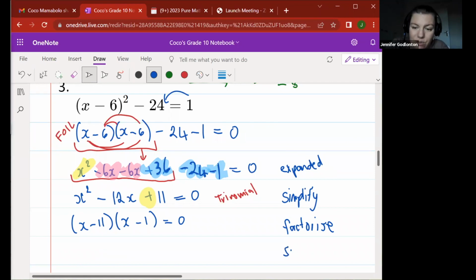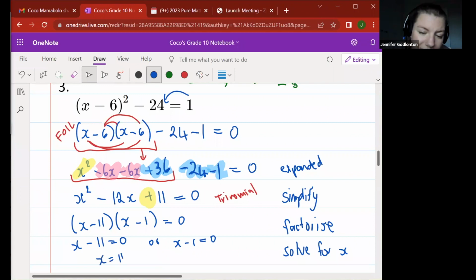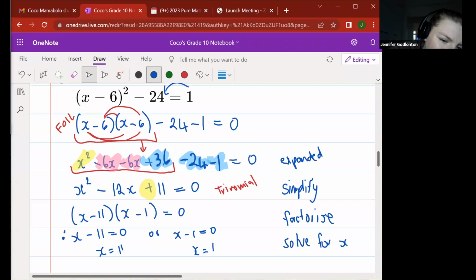And now we are going to solve for x. So we're going to say x minus 11 equals 0, or x minus 1 equals 0. And so x equals 11 or x equals 1. And that's the whole thing. So that is what our quadratics look like. Yeah, let's put our therefores.